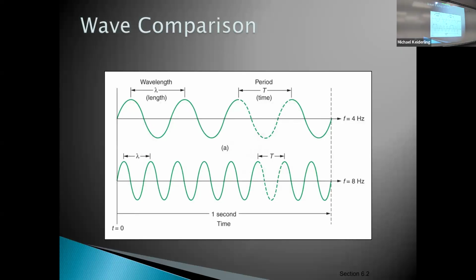So here is a comparison of 2 waves at different frequencies that travel at the same velocity. So here we have one at 4 hertz. You get 4 cycles in a second. One at 8 hertz, you get 8 cycles in a second. So if you double the frequency, you halve the period, and you halve the wavelength.